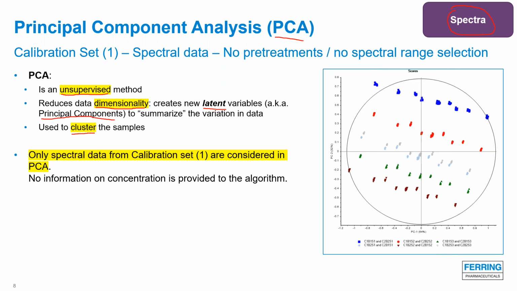If we apply PCA, so this algorithm, if we apply this method to the calibration set number 1, so you remember these are corresponding to the phase-centered design, we use only the spectral data and we apply no pretreatment, no spectral range selection, and we just look at what we got. So now we have a plot where each point here is corresponding to one of the samples, one of the measured spectrum we have in our data set.